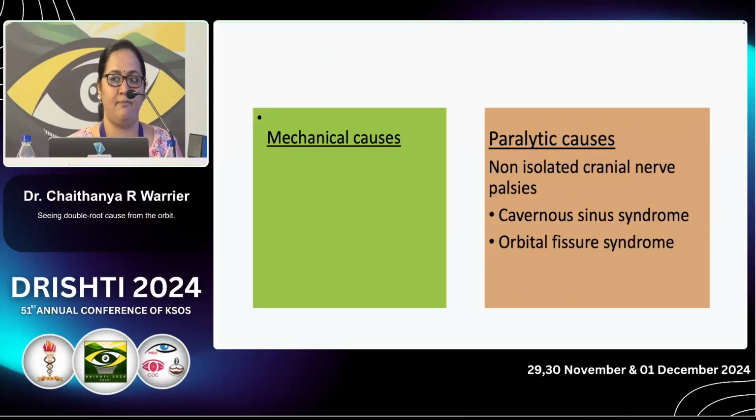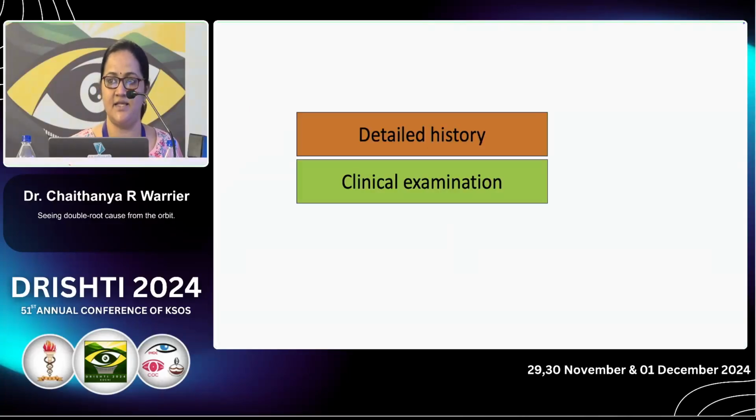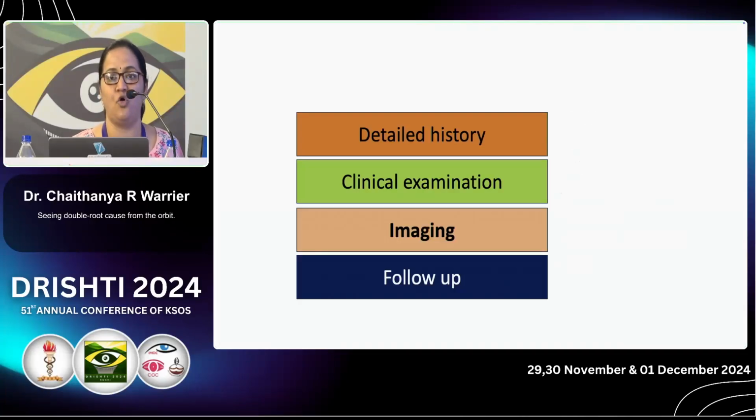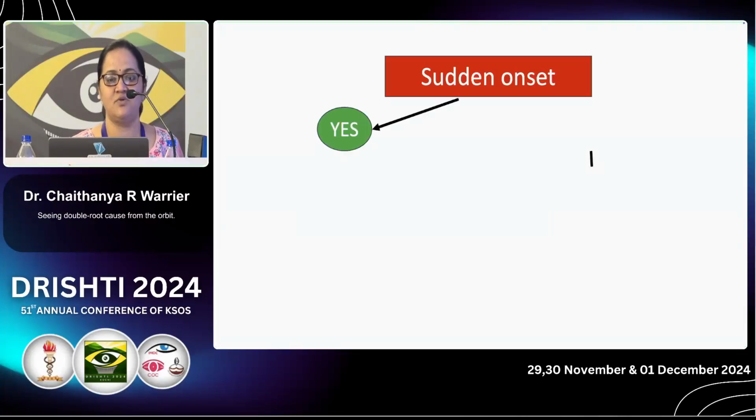Mechanical, orbital mass lesion can limit the movements. Paralytic causes are due to non-isolated cranial nerve palsies leading on to pathology at the cavernous sinus and orbital fissure. So we need to evaluate the patient with a detailed history, clinical examination, imaging is a must, and follow-up is the underlying key. So if a patient complains of sudden onset diplopia, we suspect causes from the orbit.